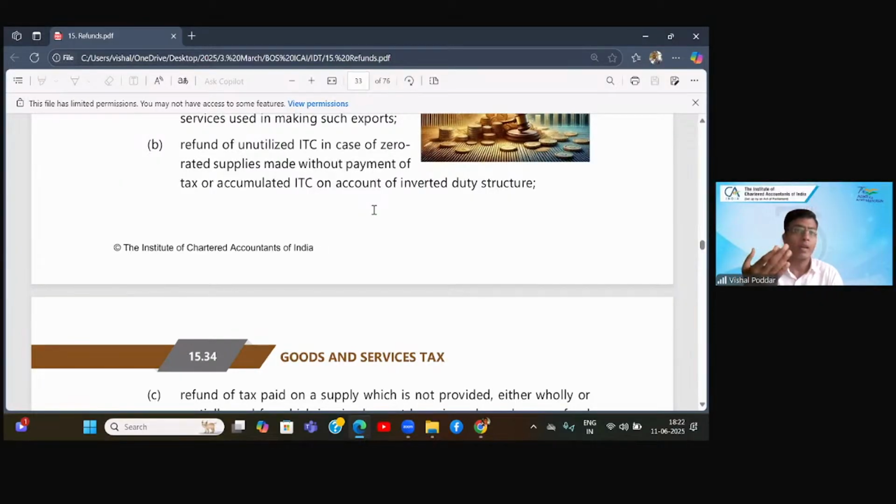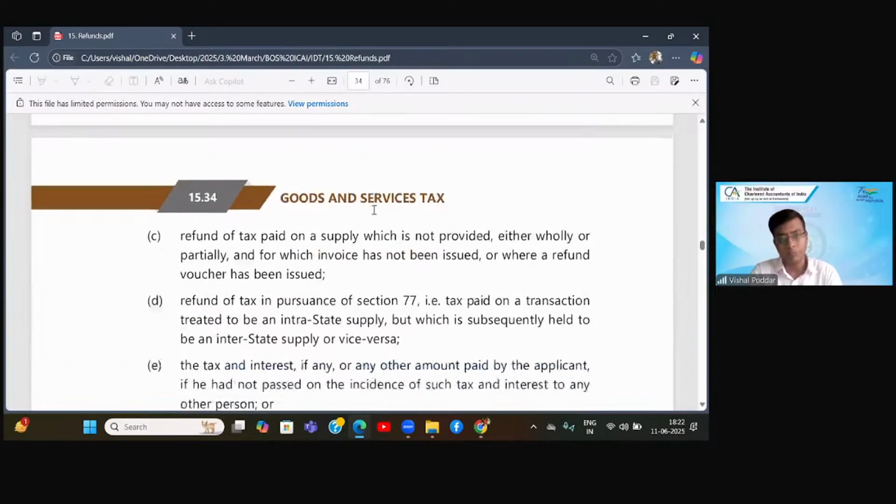When you go for the second option of export, that is export without payment of GST, or where your business is in the inverted duty structure, whereby the outward tax rate is lower and the inward supplies tax rate is higher. In such cases, the ITC gets accumulated. Now, whenever you are filing a refund application for accumulated ITC, again, there should be no challenge for unjust enrichment, for the simple reason that you have already borne that particular tax.